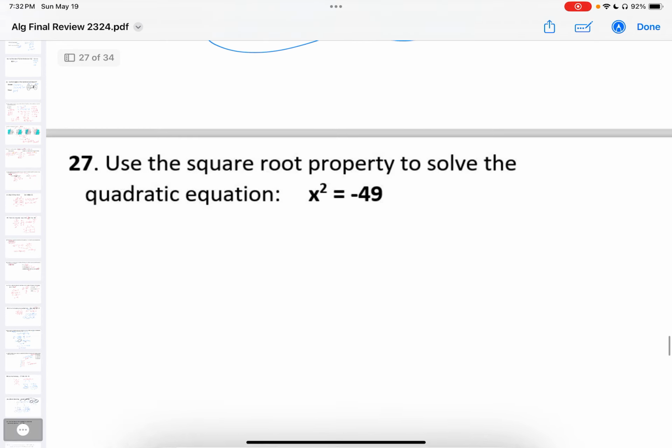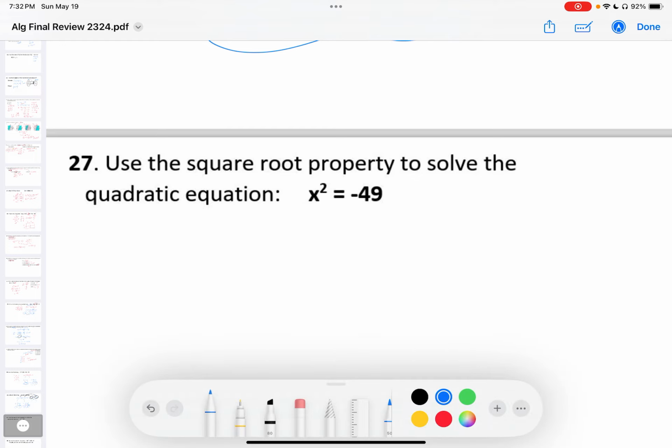Square root property here. To solve this quadratic, x squared equals negative 49. I can't solve that. I don't have a real solution there because I can't square root a negative number. So we say no real solution for that one.